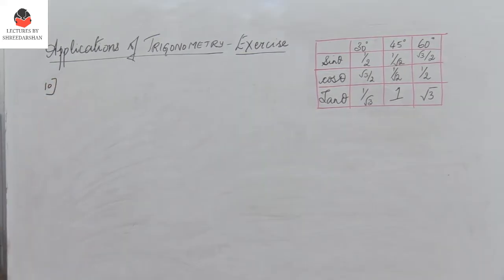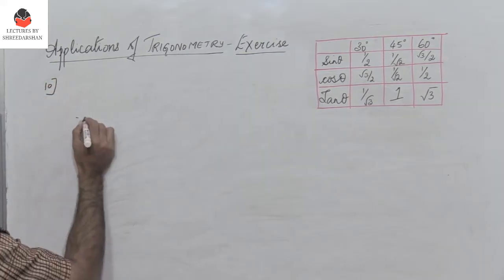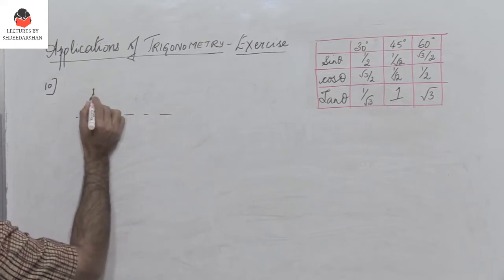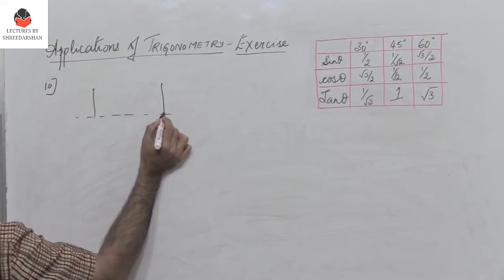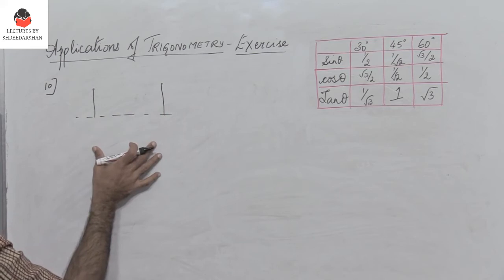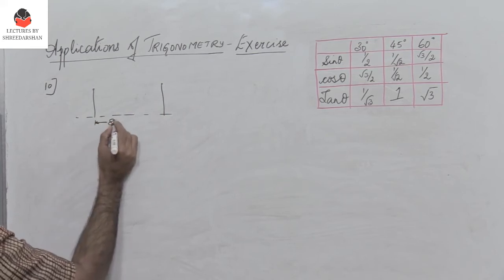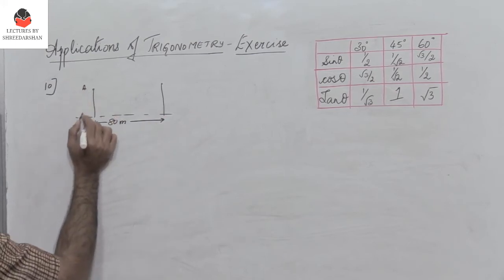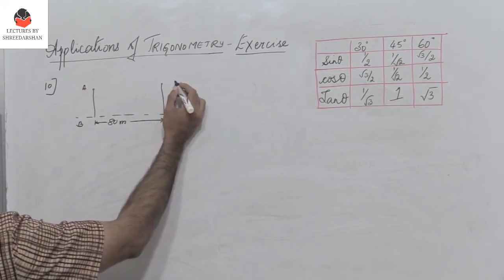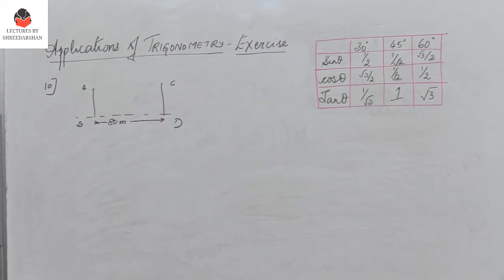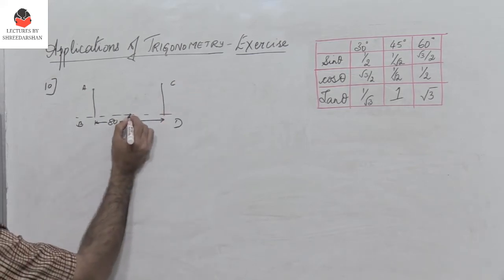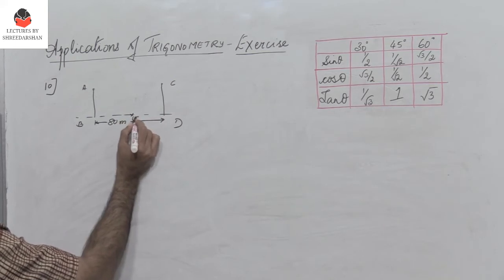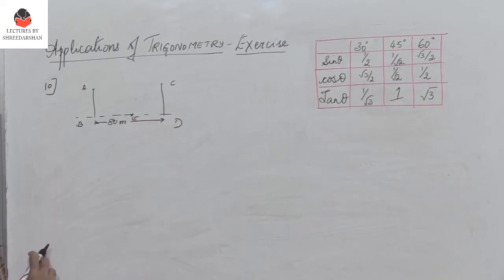So problem 10 is a very interesting problem. There are two poles of equal height which are on either side of a road. The width of the road is 80 meters. Let this be AB and let this be CD. From a point on the road, let this point be E, the angles of elevation of the tops of the poles are 60 and 30 degrees respectively.